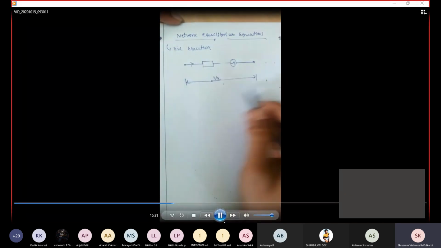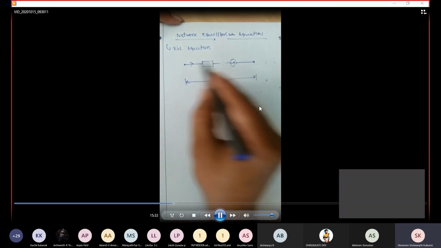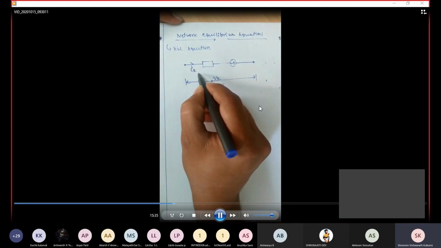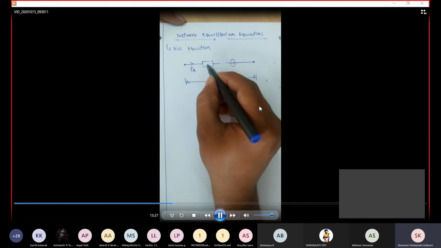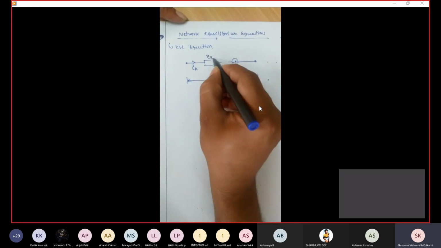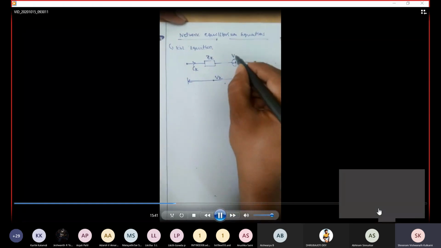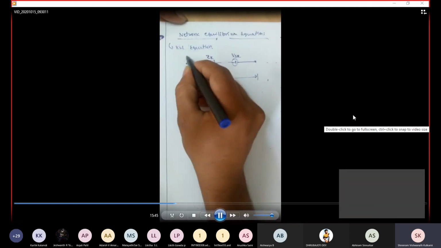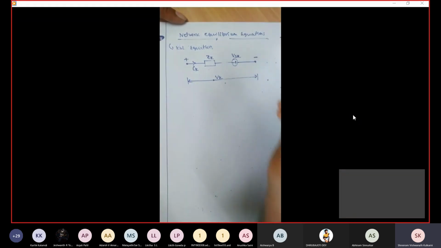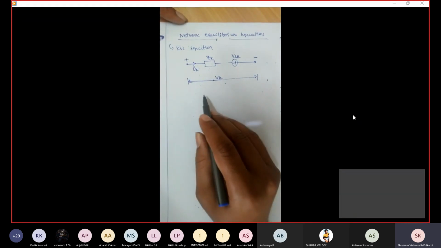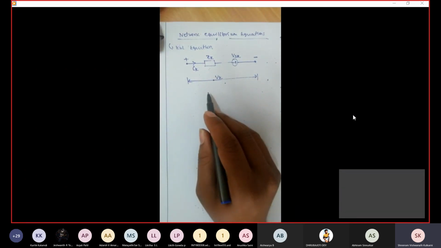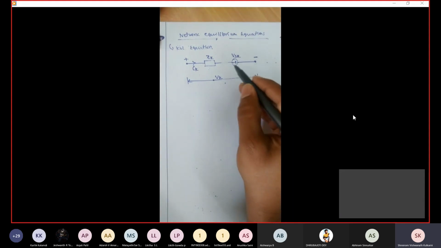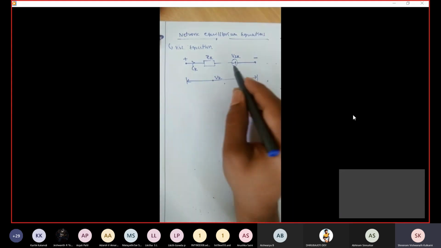This is the kth branch. In the kth branch, current Ik is flowing. The kth branch impedance will be Zk. Then the voltage source of that kth branch is Vsk, plus minus. Fine. Now here a voltage source is there in branch k.